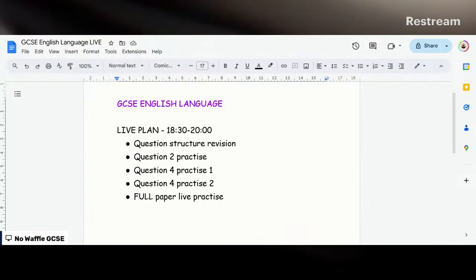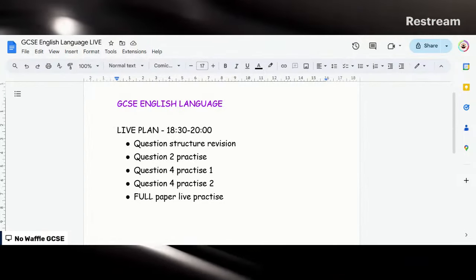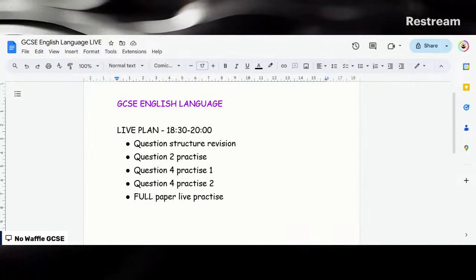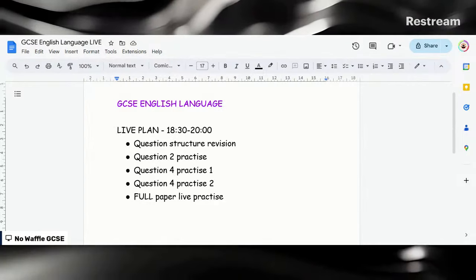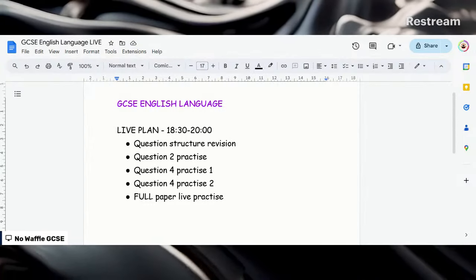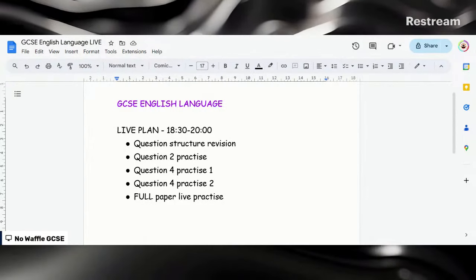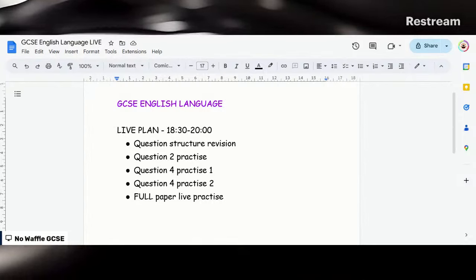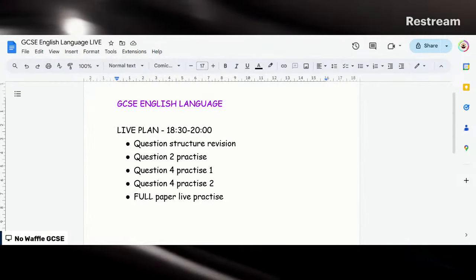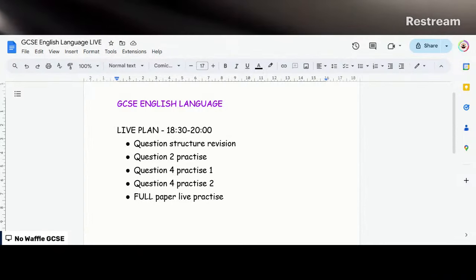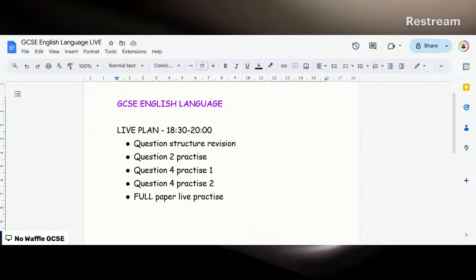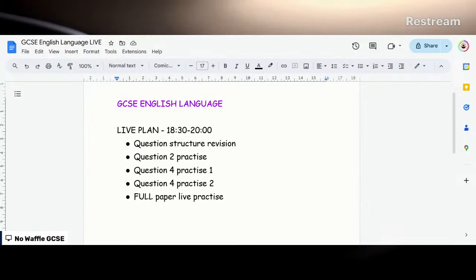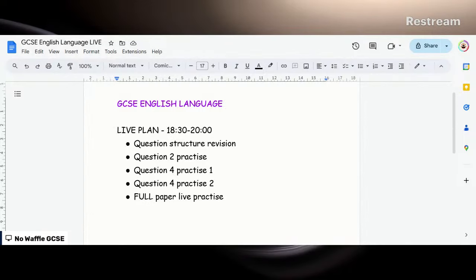So you can see on the screen what we're going to be doing in this live. We're going to be beginning with looking at the question structure. What are the question structures and what do you have to do to answer each of them? And then we're going to look at a question 2. I'm going to answer it live. Then I'm going to answer 2 question 4s live. Question 1 is quite obvious, as in you just have to label 4 things. And then the final one, we're going to be going through a full paper live. So all of this is live. The reason why it's not pre-prepared is so that I can show you that I'm also answering questions at the same time as you.